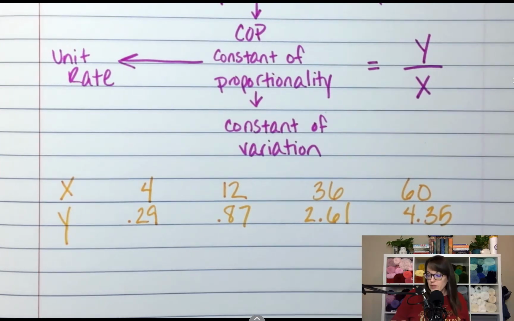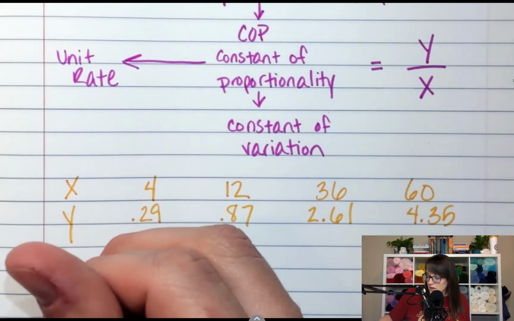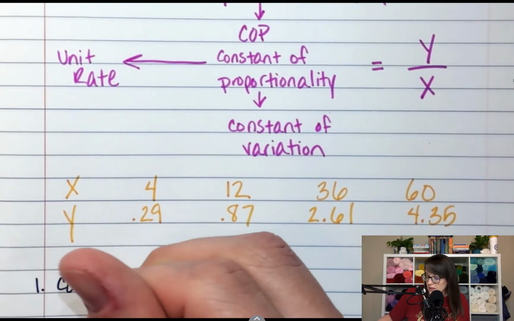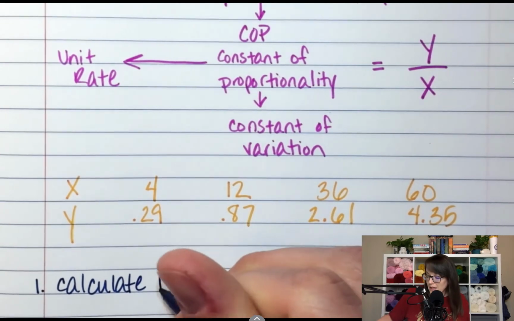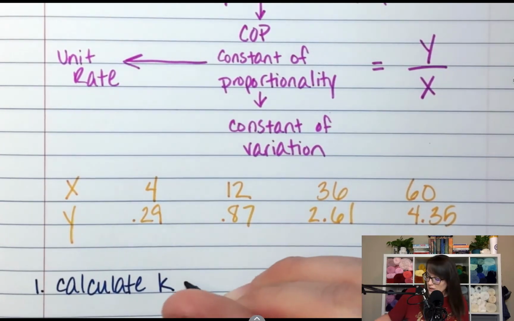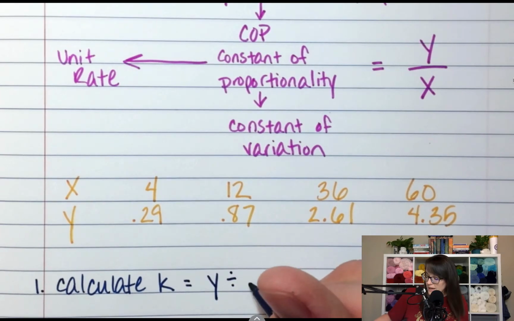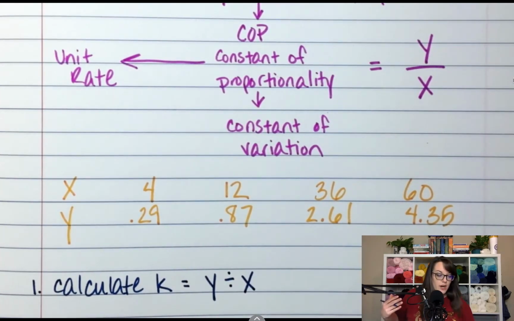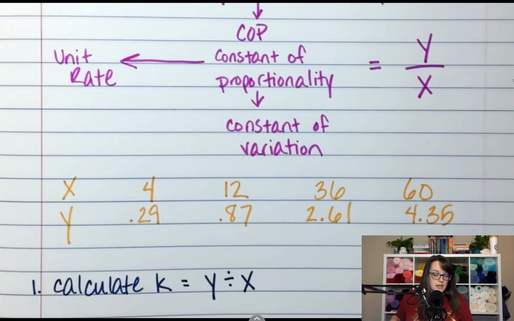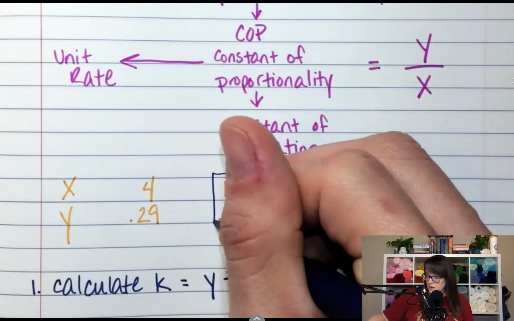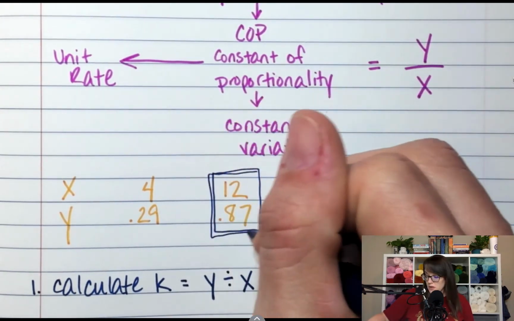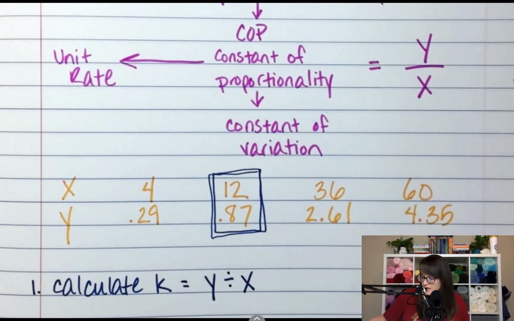So the first thing I want to do is calculate my k. So step 1, calculate k. And k is y divided by x. I would always try to pick which y and which x together you think are going to be the easiest. I'm going to go with these two. You can pick any two, and you're going to divide y divided by x. So which one is the y? 0.87. And which one is the x? 12.